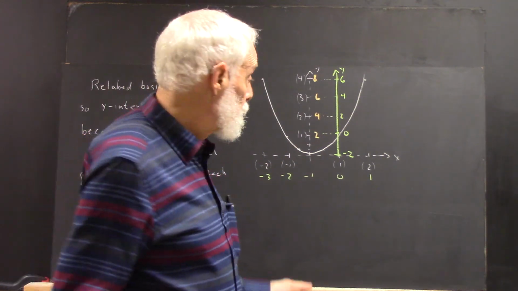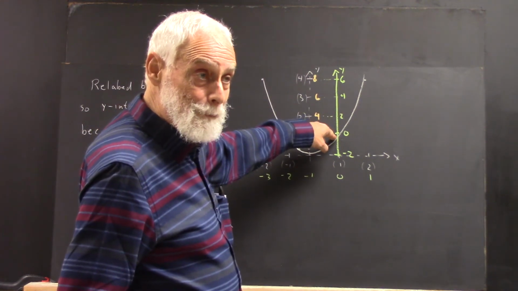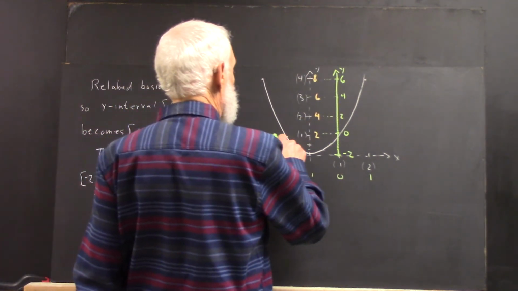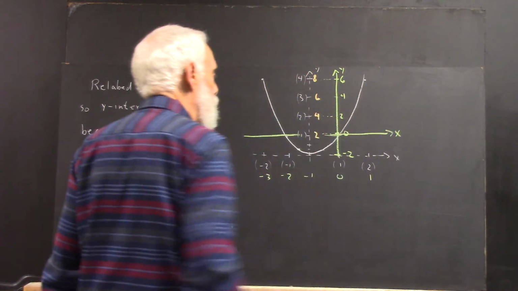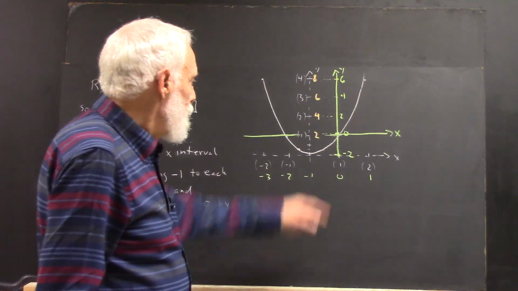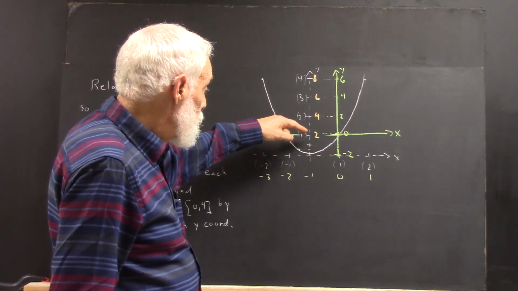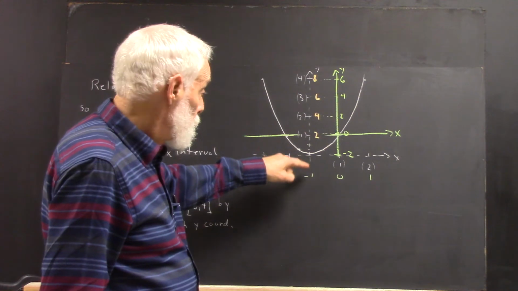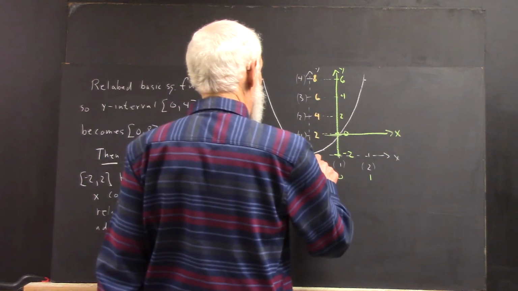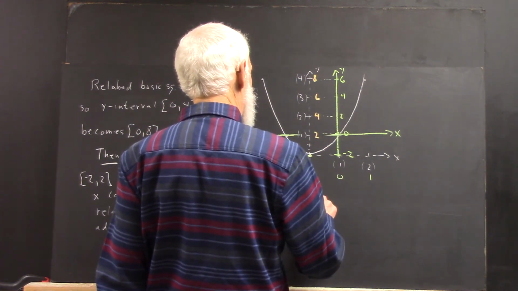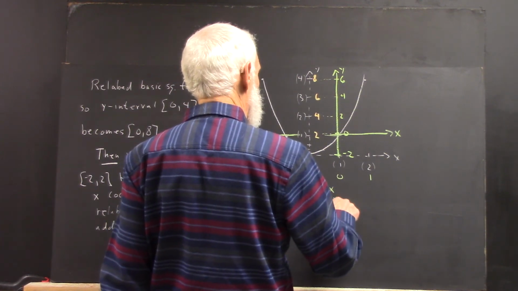How can you tell where the x-axis is once you've got the y-axis labeled? It's got to go through 0, right? So here's our x-axis, and here's the y-axis. And now we see that the effect of this relabeling is to shift the graph 1 unit to the left and 2 units down. Okay? So the new vertex is -1, -2.